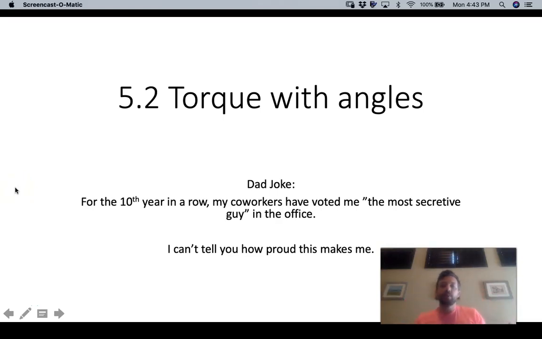Okay, guys, today we're going to go over 5.2. We're going to do torques, but with the angles. So we're going to be including the trig part of the torque formula: force times radius times sine of theta.